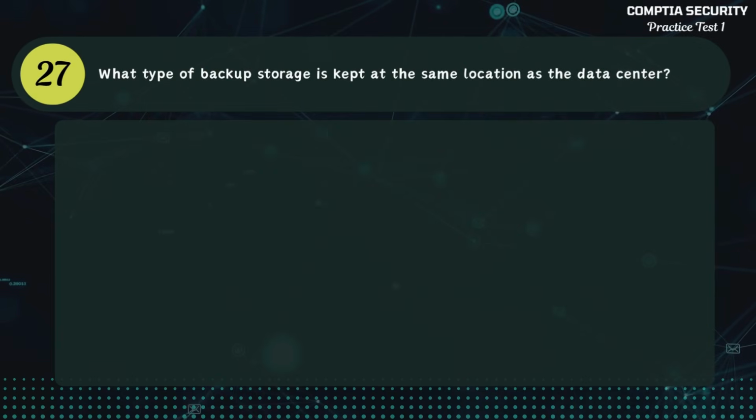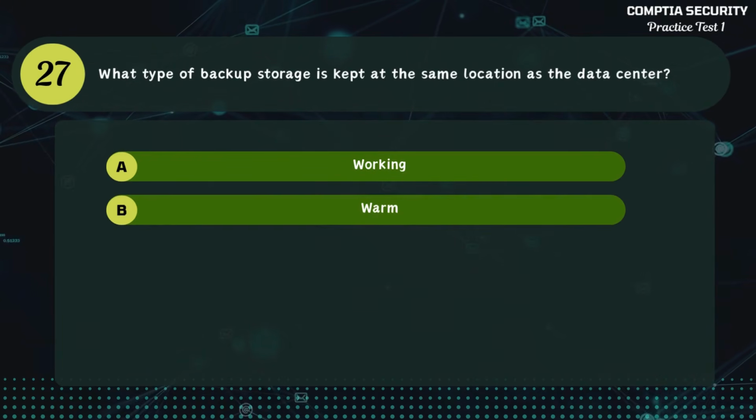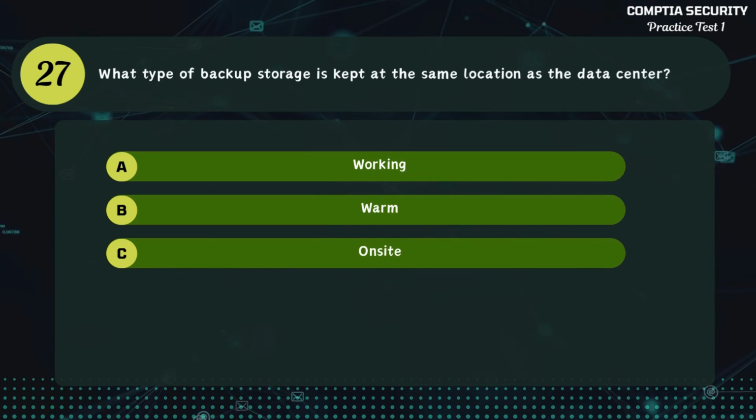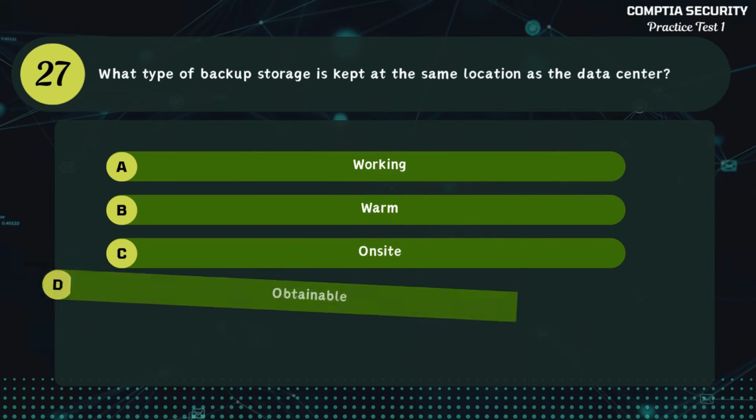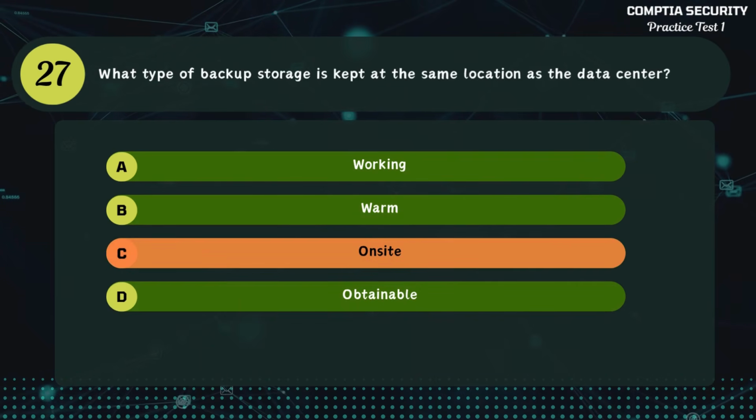Question 27. What type of backup storage is kept at the same location as the data center? A. Working. B. Warm. C. On-site. D. Obtainable. Correct answer C. On-site.